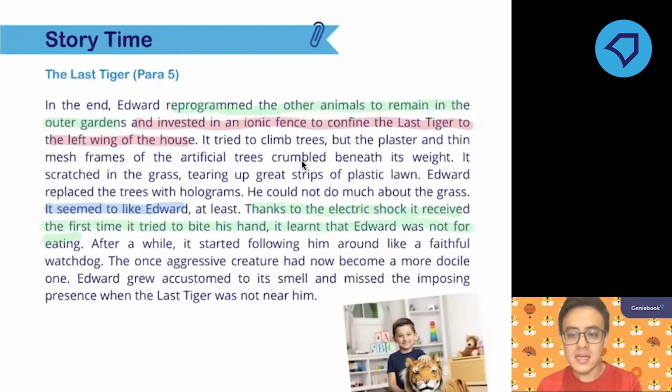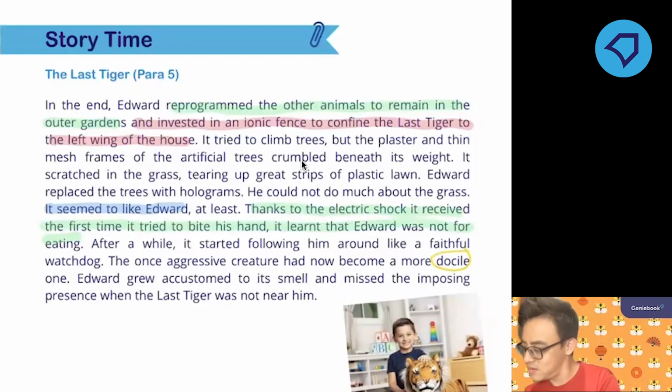After a while, it started following him around like a faithful watchdog. The once aggressive creature had now become more docile. Okay, docile. If someone calls you docile, don't be too happy. Docile means obedient.